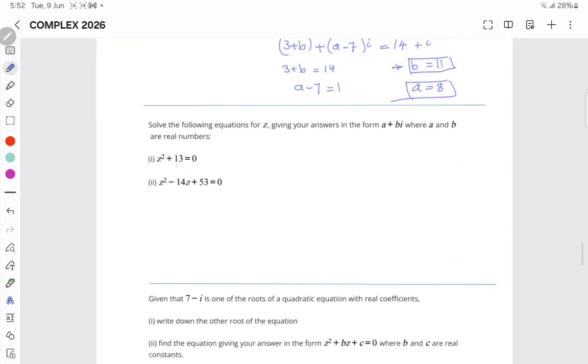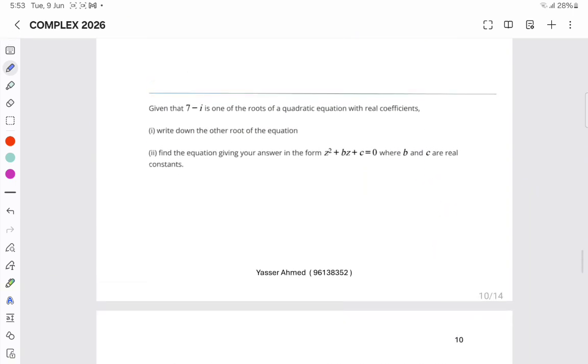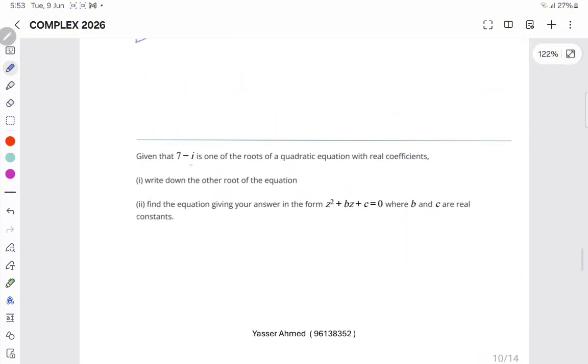Solve the following equation. We did like it. Here solve using completing the square or using the formula, and it's better to use the formula here. You can practice it alone. We solve like it. The next one, given that 7 minus i is one root of the quadratic equation with real coefficient, write down the other root. That is a complex root, so the other root, it's a conjugate. It will be 7 plus i.